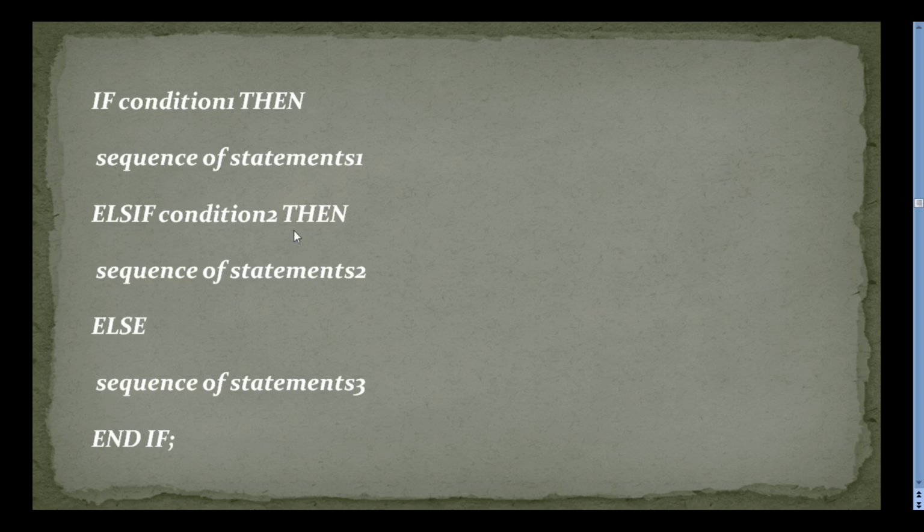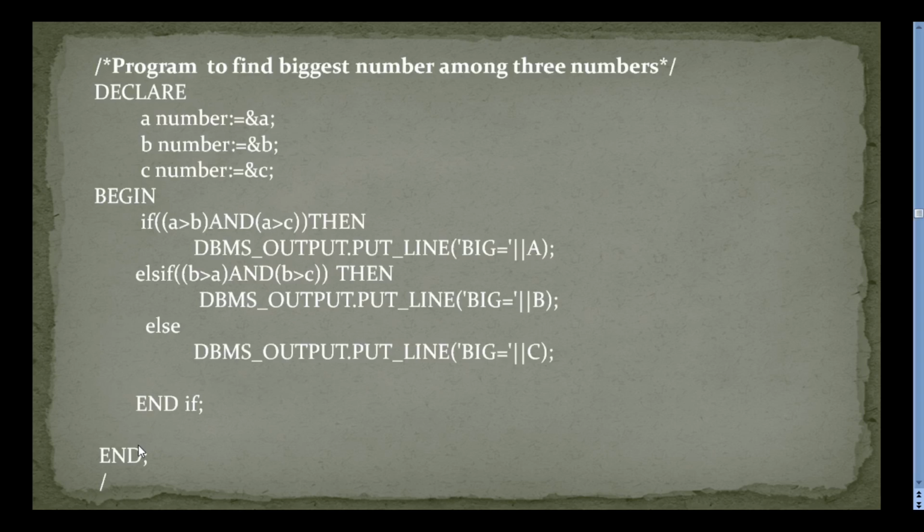So condition 2, then sequence of statements, else sequence of statements 3, and END IF. This is the syntax. Just see this example: program to find the biggest number among three numbers. Here we are declaring three numbers and accepting those values at runtime. Based on the values you have given at runtime, it compares the values. Begin, IF block, IF two conditions. Here we are using the logical AND, which is used to combine two conditions or two expressions.